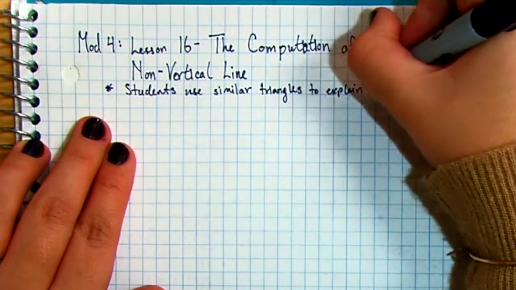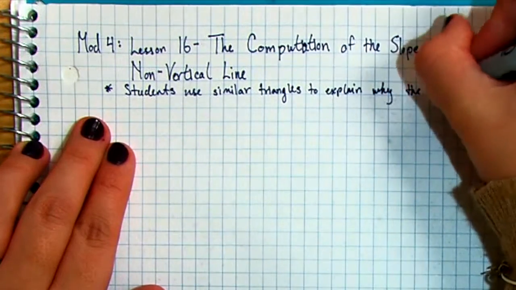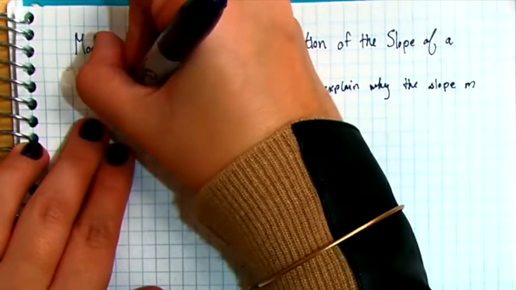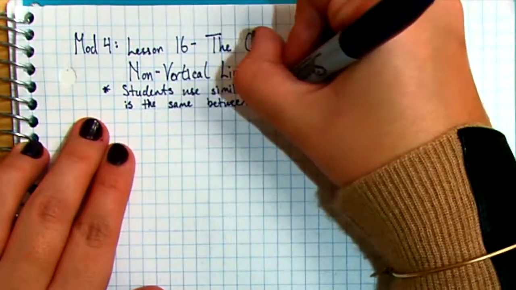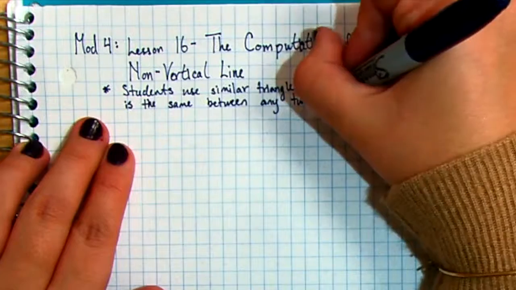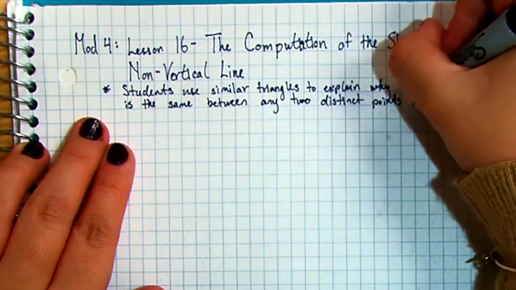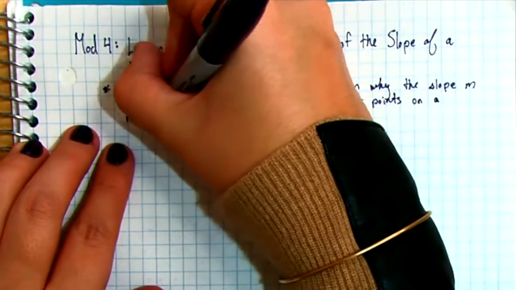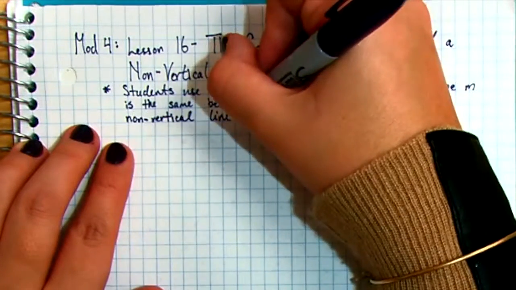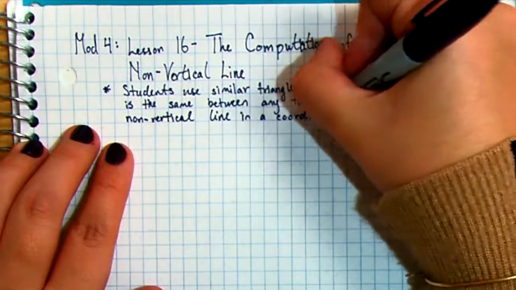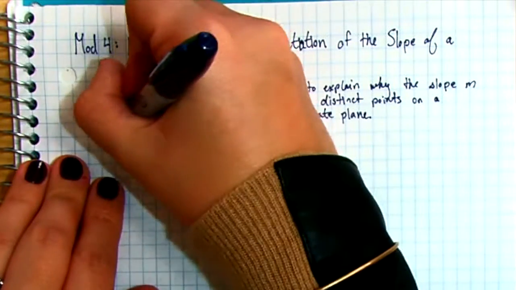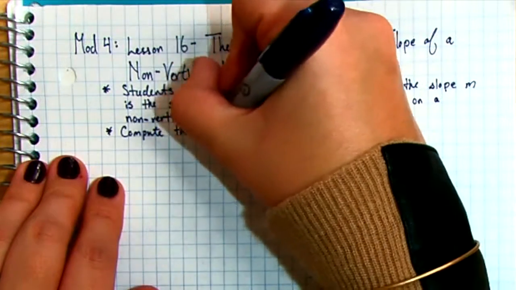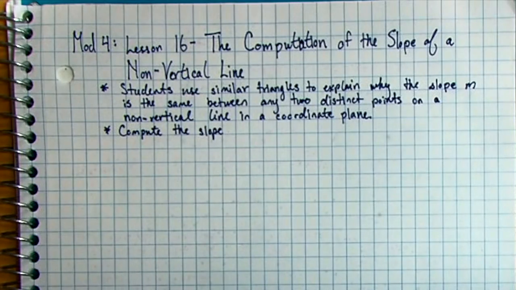And in this lesson, students will use similar triangles to explain why the slope m is the same between any 2 points on a line. So what we focused on in our last video was that when you have 2 points, the slope is the vertical distance over the horizontal distance between those 2 points. But that's actually the case for all points on a particular line. I could pick any set of 2 points and I should end up with the same slope.